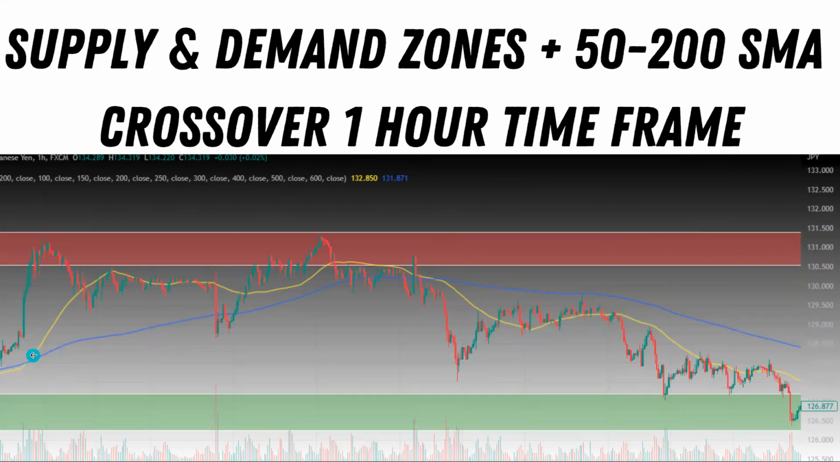Okay, we get the crossover to the upside, and then you ride that up into your supply zone, and you go ahead and take profits or set a tight stop loss in your supply zone, as there's a high likelihood of a pullback once you come into those supply zones.